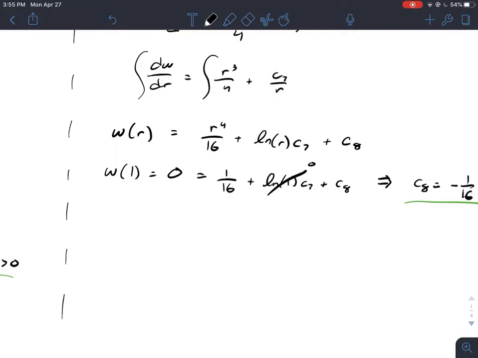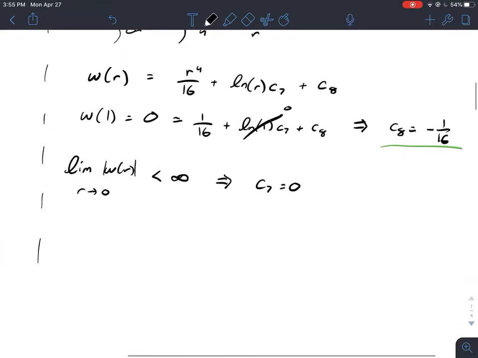Now we have to deal with the c7 constant, and the way to do this is also to apply the boundedness condition here. So the limit of w(r) as r approaches 0 must be less than infinity, and therefore this tells us that c7 must be equal to 0. The reason for this is that it's attached to the natural log term. As r approaches 0, the natural log term explodes arbitrarily to infinity. So we must take care of that term in order to satisfy the boundedness condition.